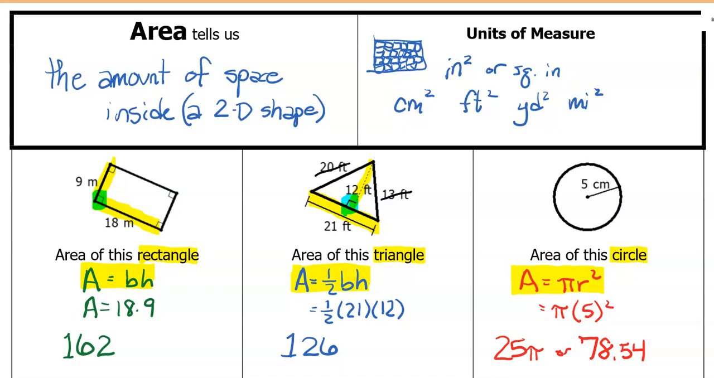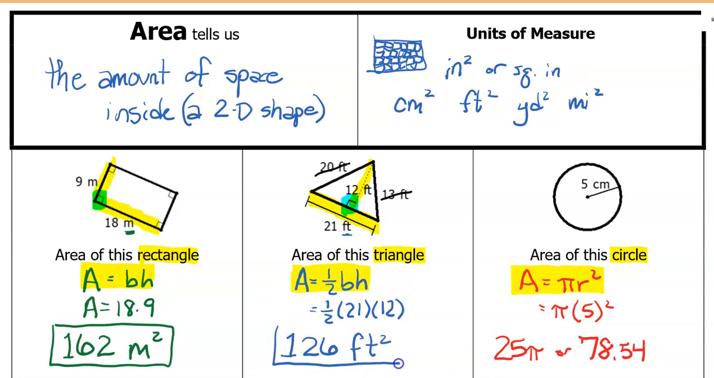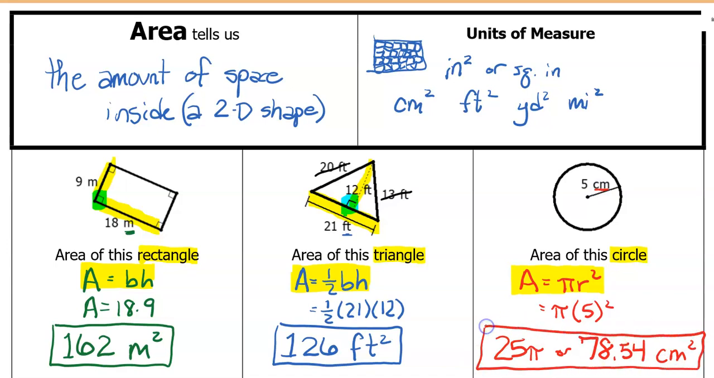So for the rectangle, the lengths were in meters. So that means my area would be in square meters. For the triangle, the lengths were in feet. So my area would be in square feet. And for the circle, that radius was given to me just in centimeters. So its area would be in square centimeters, or centimeters squared.